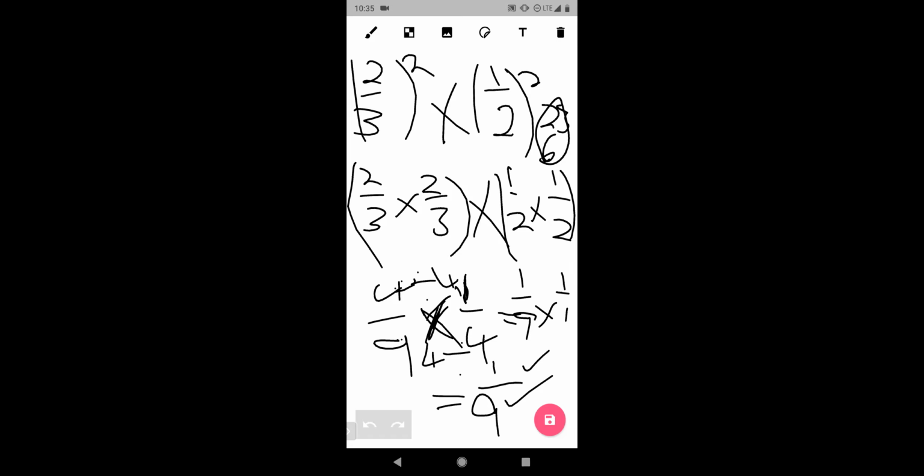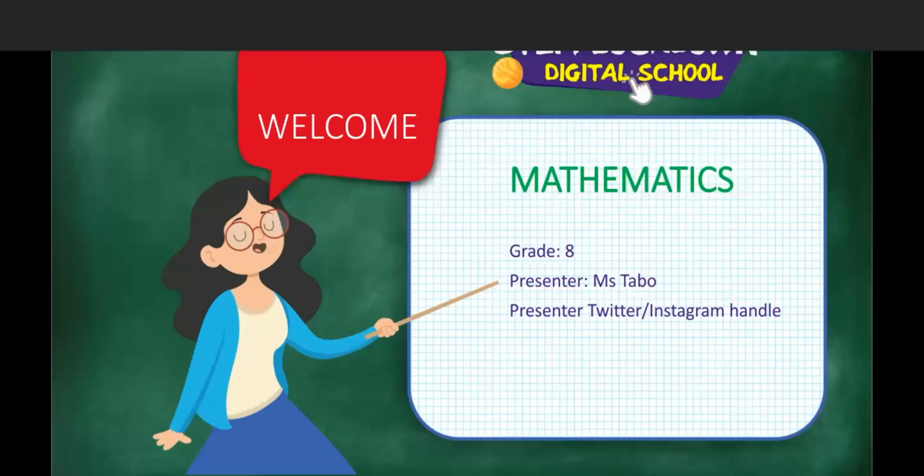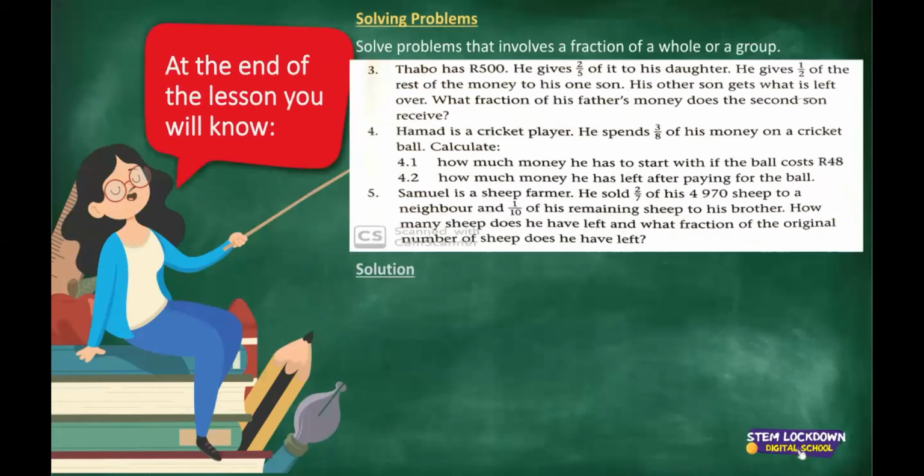So let's go to today's topic. Guys, you can still remember that last week Friday we ended right here, but I will do this together with you guys. Don't worry. So we'll be doing problem solving problems that involve fractions of a whole or a group. We did a few examples, but we will continue for the rest of the week doing problem solving. Right. So let's go to number 3.